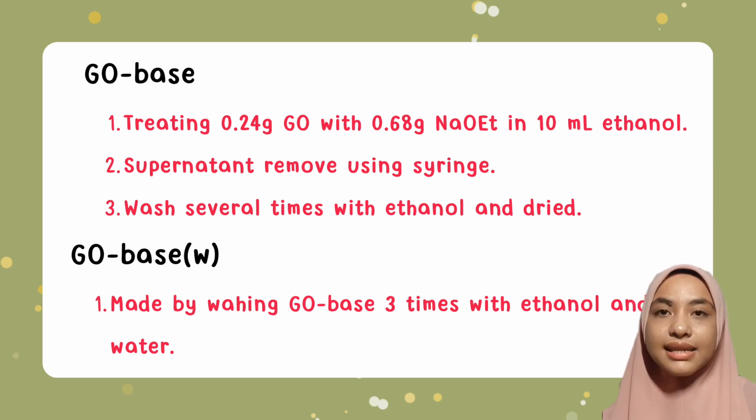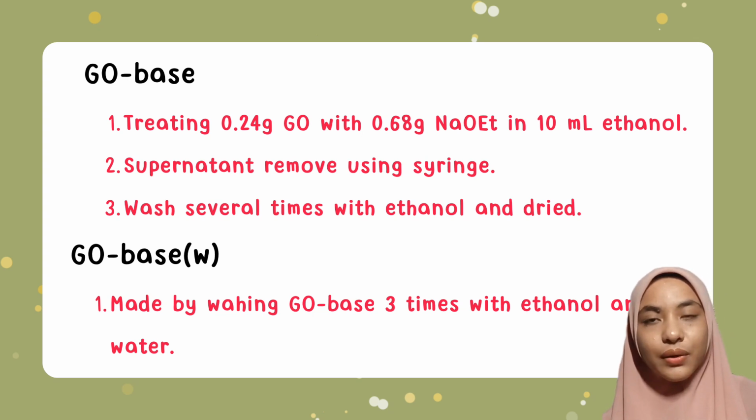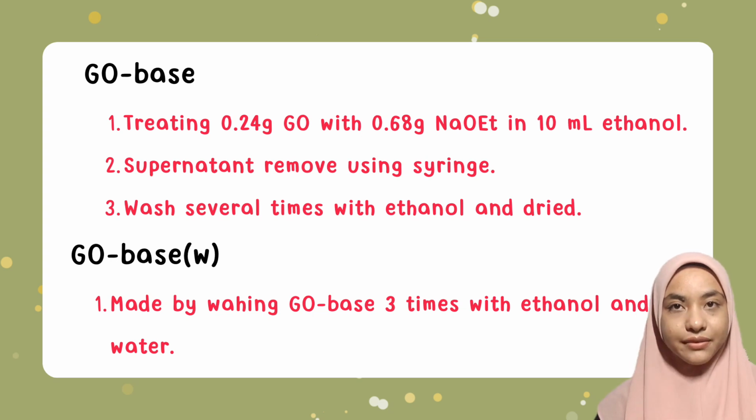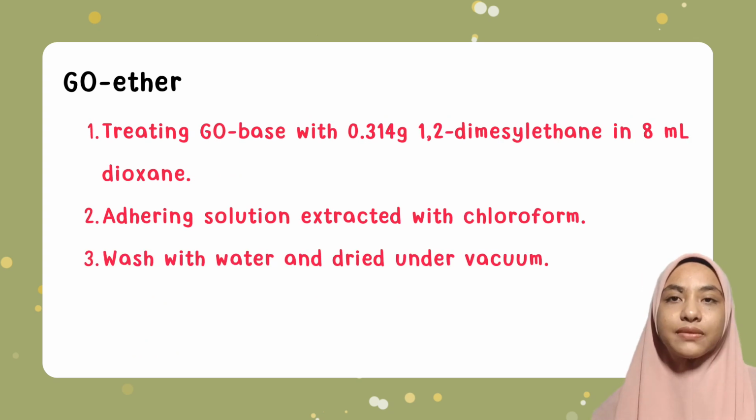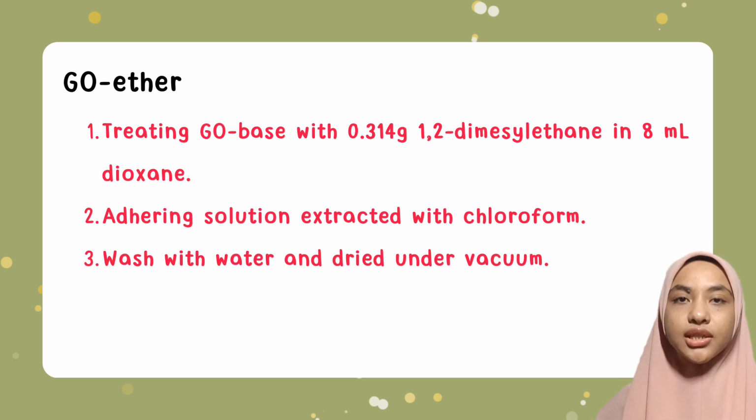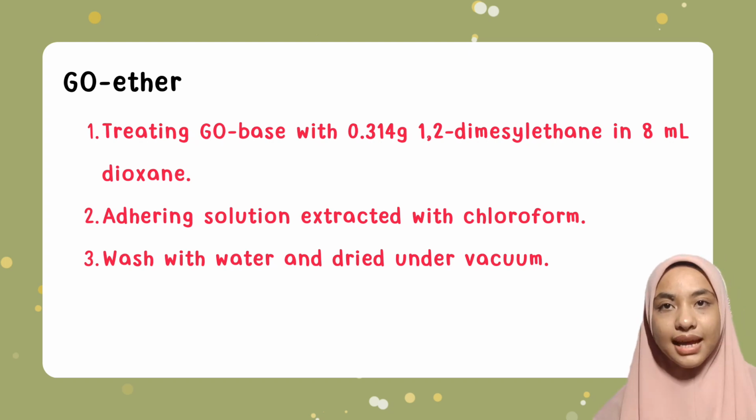For this process, the supernatant is removed using a syringe to prevent contact with air and washed several times with ethanol, and then it is dried. For the next derivative, graphite oxide attached to base water, it is made by washing graphite oxide base 3 times with ethanol and then washing it with water. Lastly, the derivative of graphite oxide attached to ether. Graphite oxide attached to base was treated with 0.314 gram 1,2-dimethoxyethane in 8 ml dioxane. The adhering solution was extracted with chloroform, and the sample was washed with water and dried under vacuum conditions.